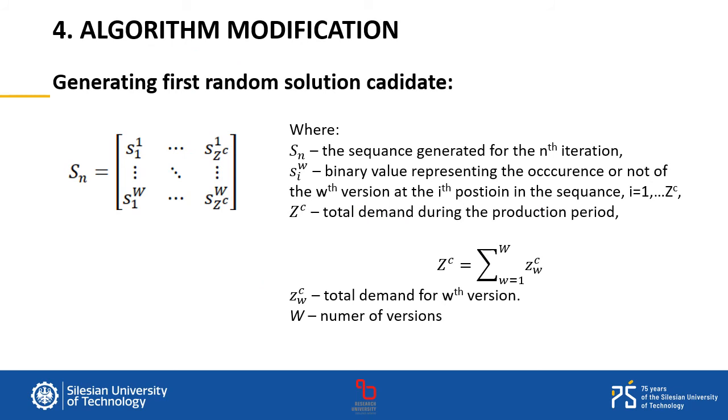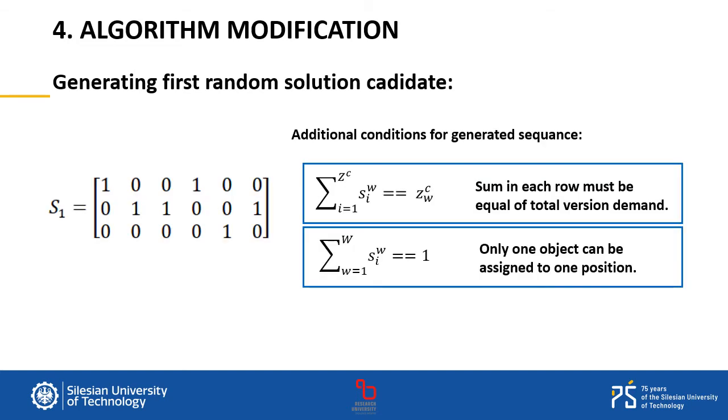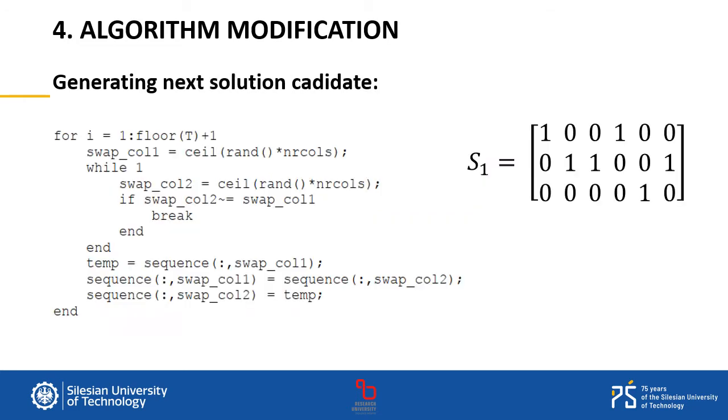The proposed modification of the SA method defines possible solutions as randomly generated sequences. The sequence has the form of a matrix of binary values, where rows represent production versions and columns are the next positions in the sequence. A randomly generated sequence must meet additional requirements. The sum of each row must be equal to the version demand, and only one object can be assigned to one position, so the sum of values in each column must be exactly 1. Generating the next solution candidate is carried out by repeatedly swapping two randomly selected columns, and this operation is correlated with the current value of temperature.